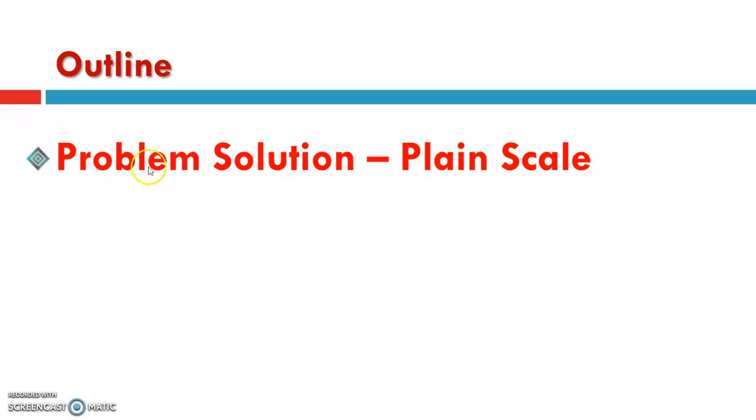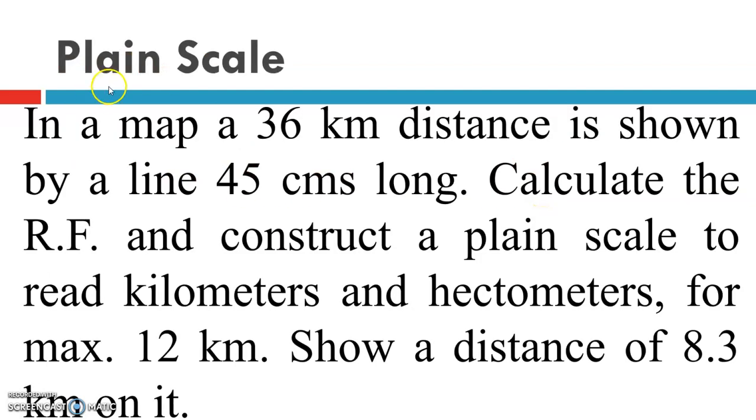So in today's lecture we are going to study the problem solution on plane scale. In a map, a distance of 36 km is shown by a line 45 cm long. It means, as per the data, in a map some distance is there, that is 36 km. When it is to be drawn on a page or a sketchbook, it is shown by a line 45 cm long. Right? Now calculate the RF and construct a plane scale to read kilometers and hectometers.